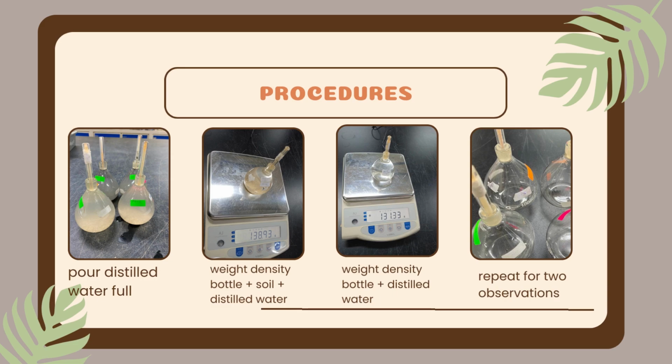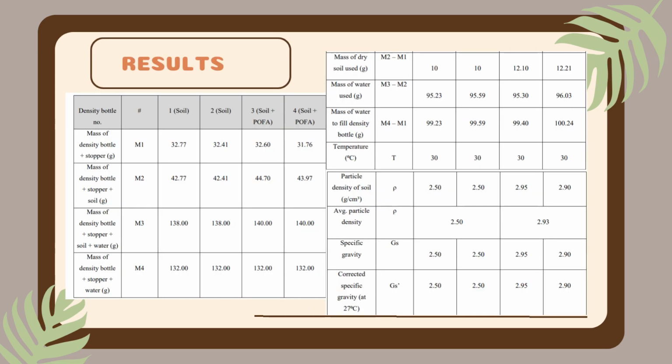Next, we fill the bottle with distilled water and put the stopper on. The bottle with soil and water is recorded as M3. Next, we clean the bottle and fill it entirely with distilled water, weigh it and record it as M4. Next, we repeat the steps for two observations. This is the result for the density bottle. We get M1, M2, M3, and M4 from the experiment, and we get the others by calculation.